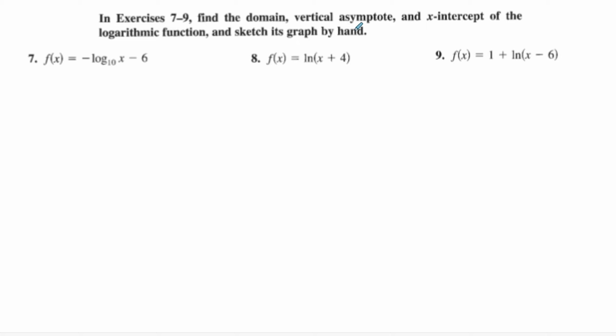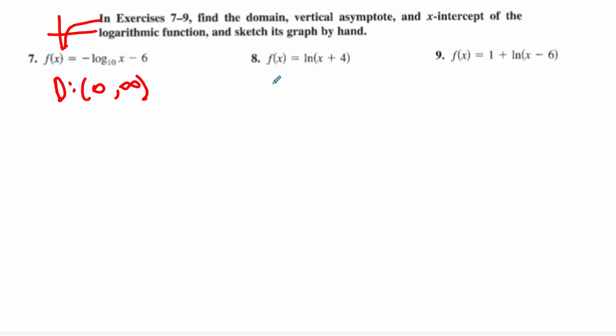All right, find the domain, vertical asymptote, and x-intercept of the logarithmic function, and sketch its graph by hand. Remember, these are reflections over the axis, so in general they're going to look like this. The domain, unless something funny is going on, is 0 and greater. In this case, it hasn't been shifted left or right, only shifted downward. That means the domain is from 0, non-inclusive, to infinity.